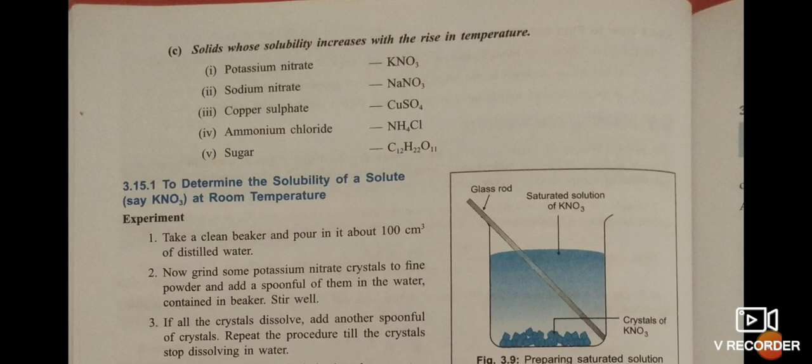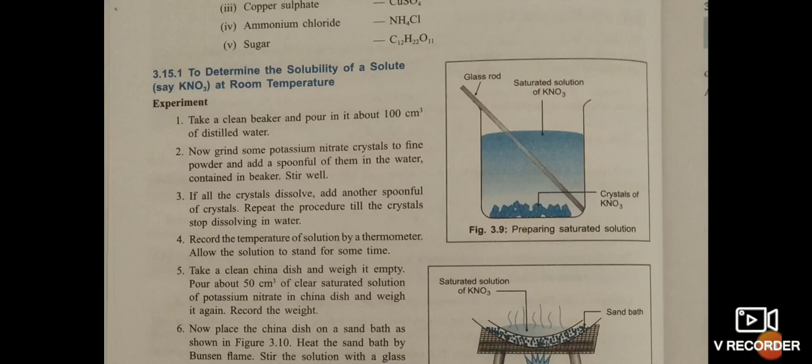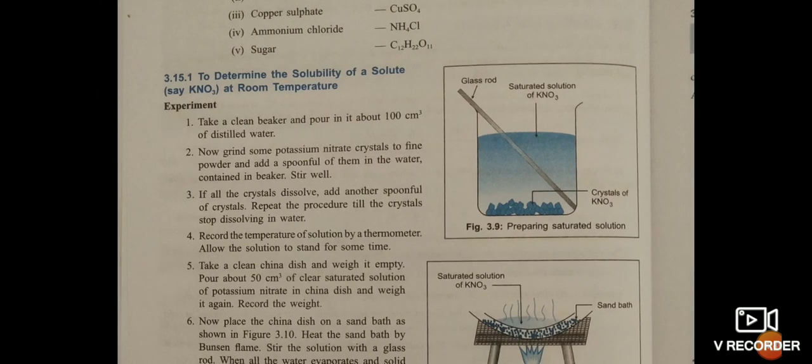Solids whose solubility increases rapidly with rise in temperature are potassium nitrate, sodium nitrate, copper sulfate, ammonium chloride, sugar. Now how can you determine the solubility of a solute at room temperature? Let's take the example of potassium nitrate, that is KNO3. For this you have to take a clean beaker and add about 100 cm³ of distilled water to it. Why are we using distilled water? Because water used in the laboratory for experiment purposes should be free from impurities.